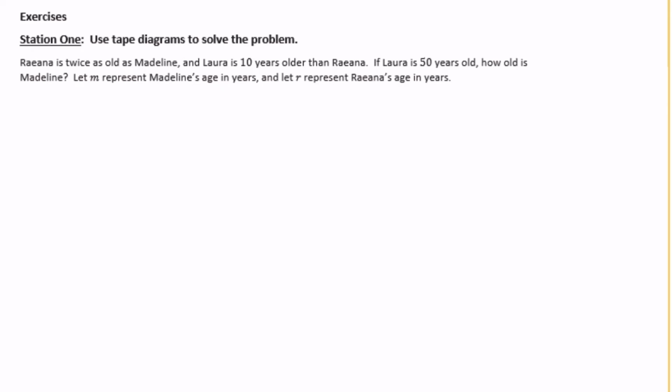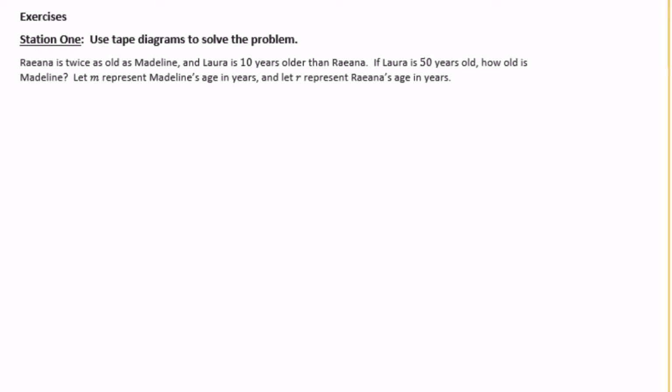Exercises, Station 1. Rihanna is twice as old as Madeline, and Laura is 10 years older than Rihanna. If Laura is 50 years old, how old is Madeline? Let M represent Madeline's age in years. Let R represent Rihanna's age in years.